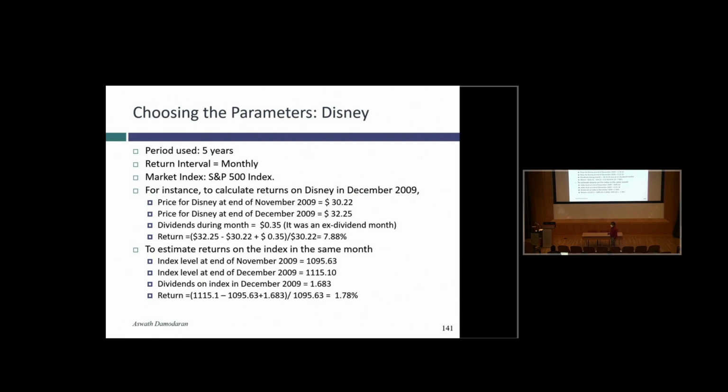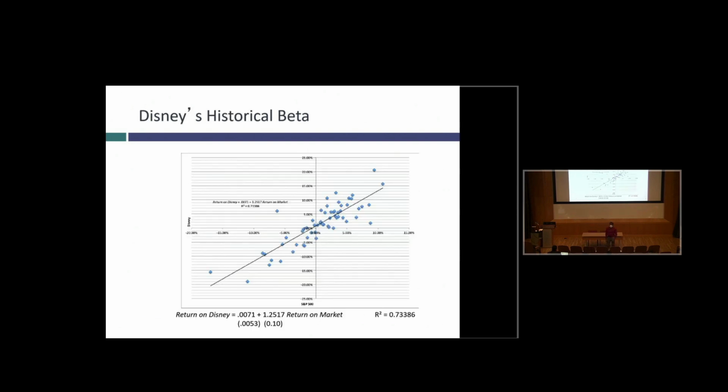So the dividends on the index come from looking at the stocks that pay them. Luckily, S&P maintains a website where they actually report dividends by month. Bloomberg carries the dividends as well. The dividends collectively on the S&P 500 during December of 2009 is 1.68. That's in index units. So if you look at the total return, change in the index plus the dividend, the percentage return on the index that month was 1.78%. None of this is rocket science. You just need the level of the index, you need the dividends. I did this every month for 59 months.